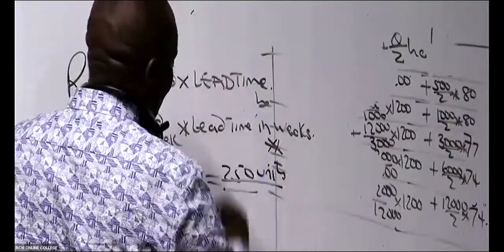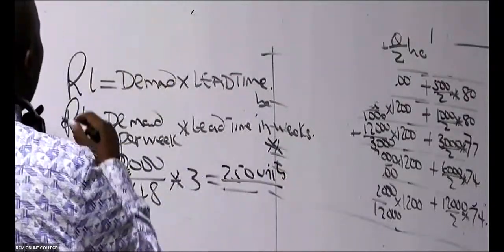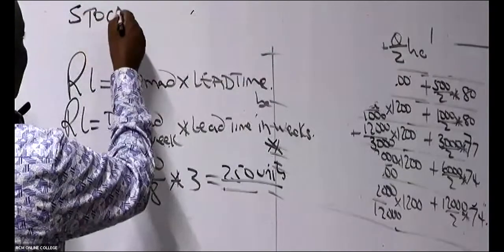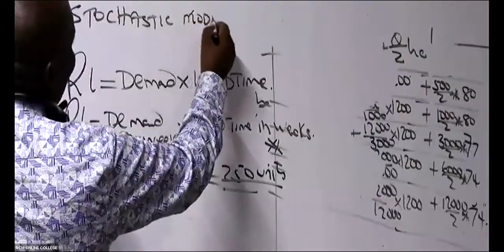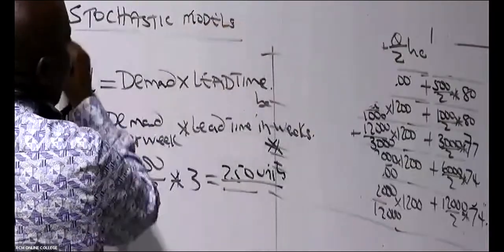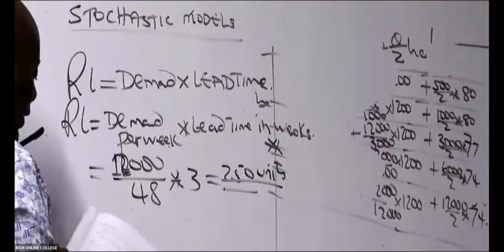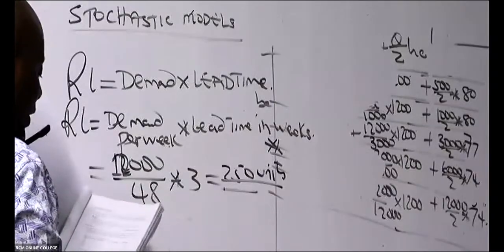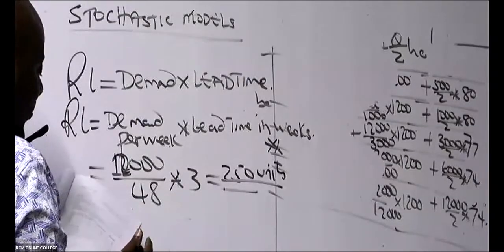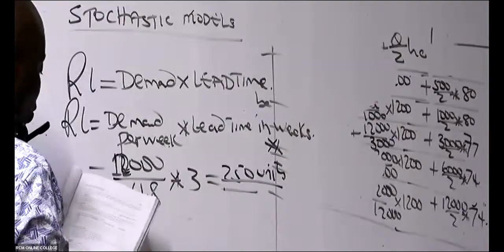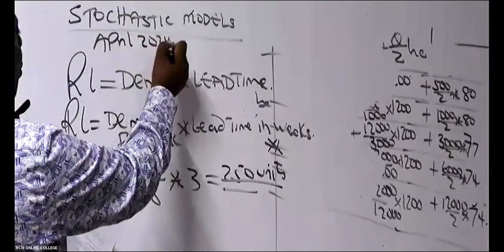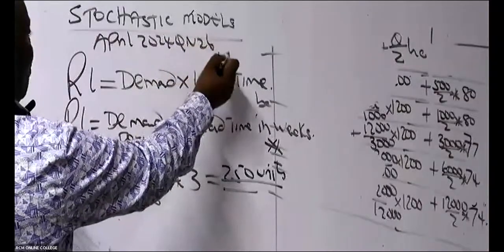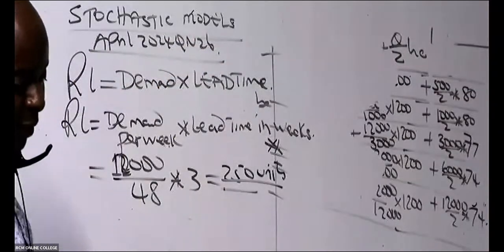I'm so impressed with our today's speed, because we've been able to cover very, very key things. So when I come to my next class, I will cover the stochastic models, probabilistic models, and I would even want to leave you with a question that you can try doing. April 2024, question 2B.